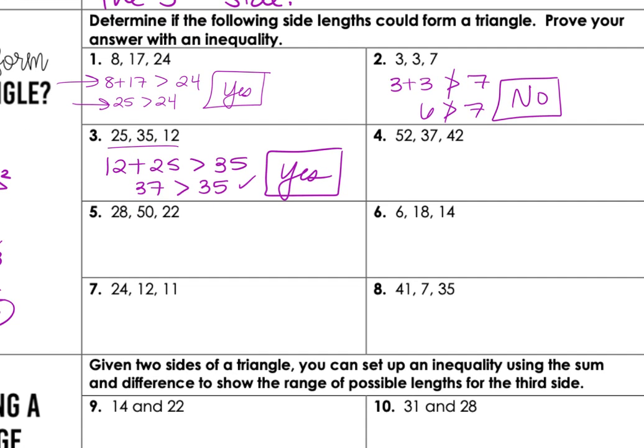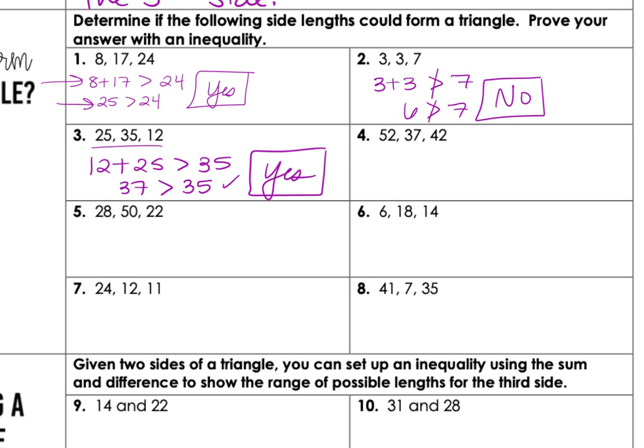Does number 5 make a triangle? No, because if you go 22 plus 28, that equals 50. 50 is not greater than 50. So equal does not work. Has to be more than for it to work. So this would be no.